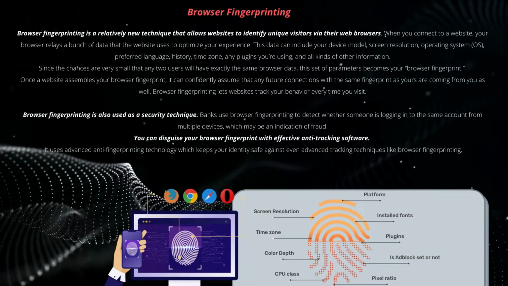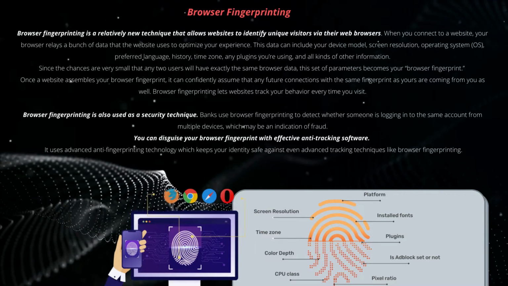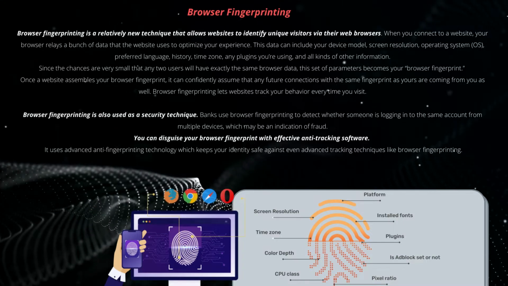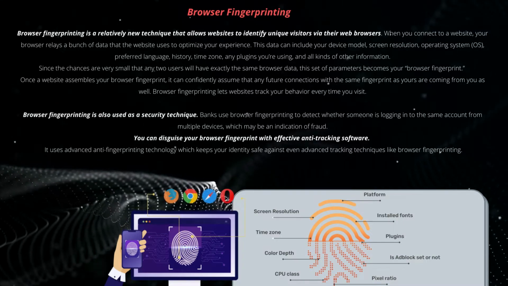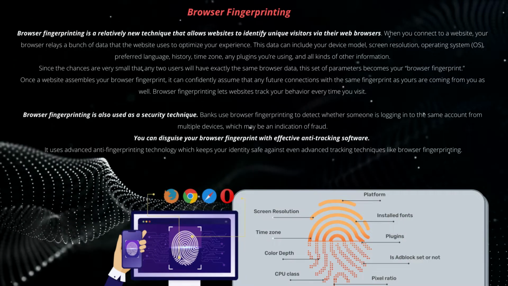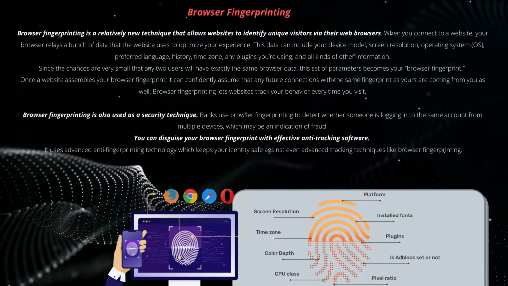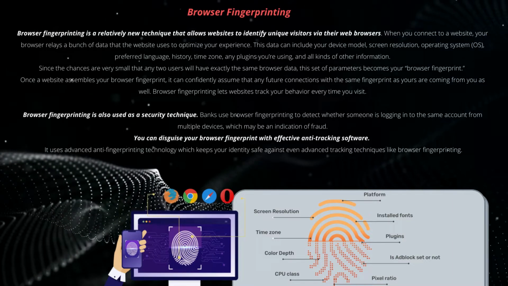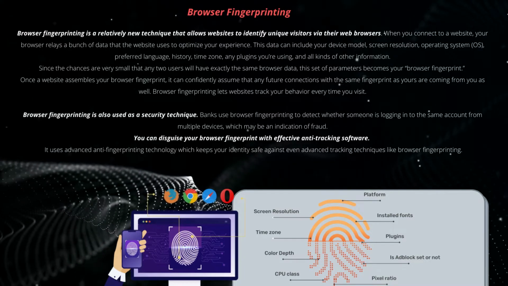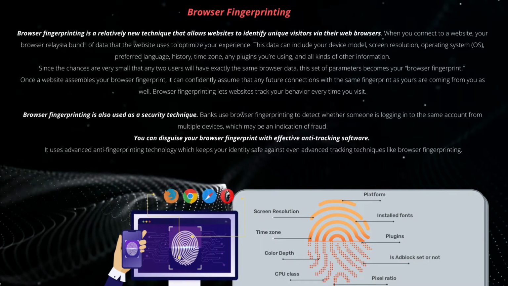So let's continue with another web tracking method, and that is browser fingerprinting. Browser fingerprinting is a relatively new technique that allows websites to identify unique visitors via their web browsers. When you connect to a website, your browser relays a bunch of data that the website uses to optimize your experience. This data can include your device model, screen resolution, operating system, preferred language, history, time zone, any plugins you're using, and all kinds of other information.